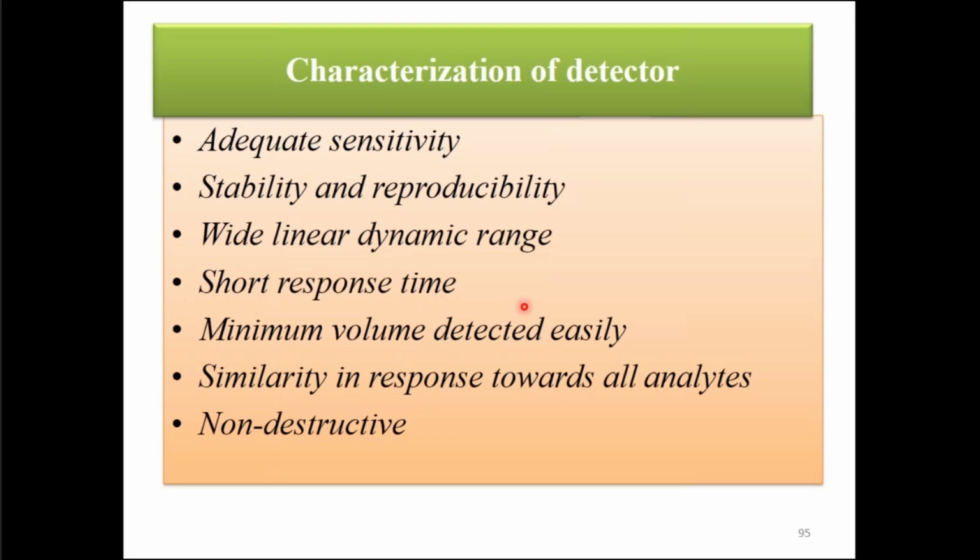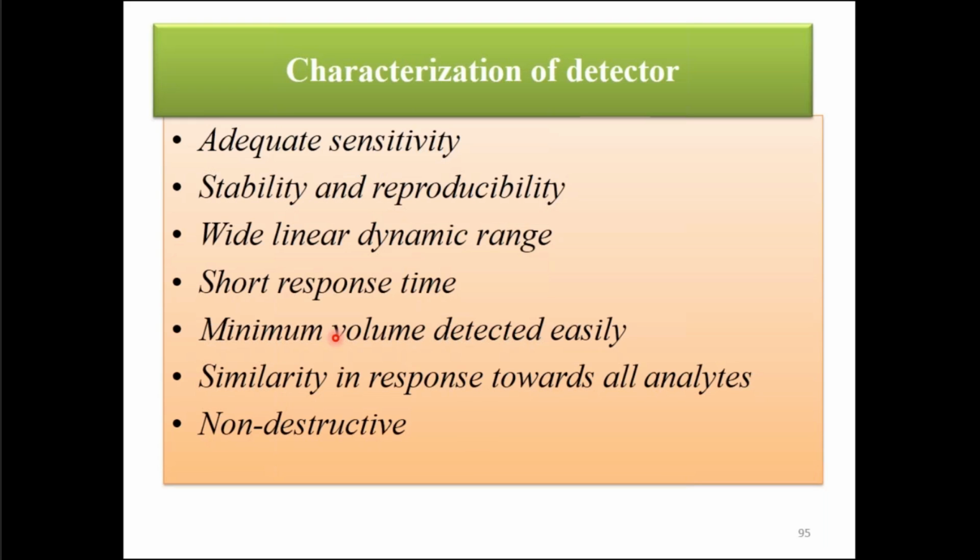Short response time. The detector should be capable of responding fast because in HPLC it is a continuous flow of the mobile phase or the eluent. As it passes through the detector, the response should be generated. So for the response to be generated that fast, immediately for each section of the mobile phase flowing through the detector, the detector should respond very fast. As soon as it comes across a given section of mobile phase, it should produce its response.